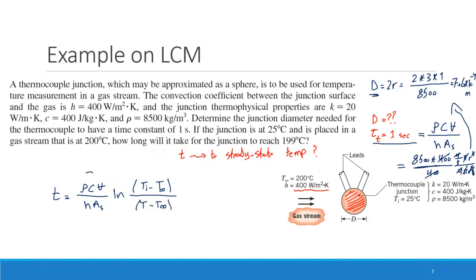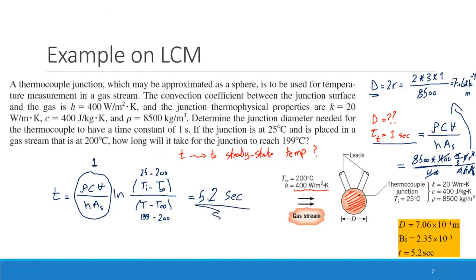Now we have to plug in numbers. Of course, all of this we substitute with 1 second. Now initially it was 25, minus 200 for T infinity. Here 199 minus 200. This will lead you to 5.2 seconds. This is the time needed for the ball, or for the sphere, to reach 199 degrees Celsius.